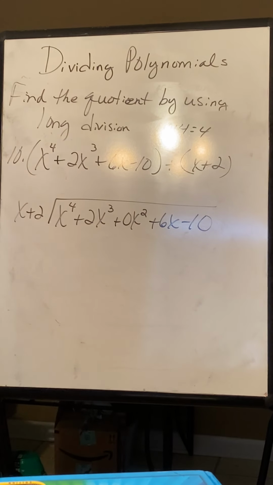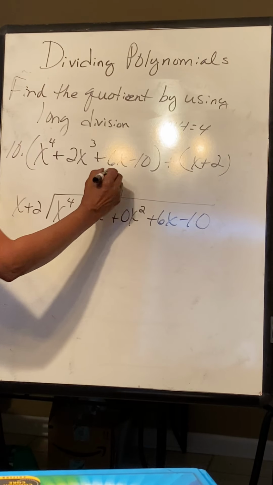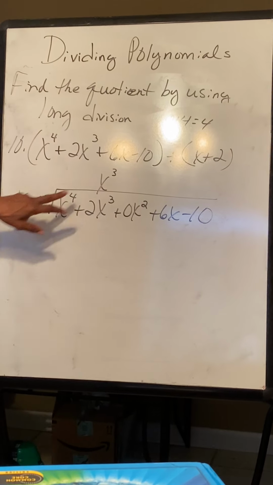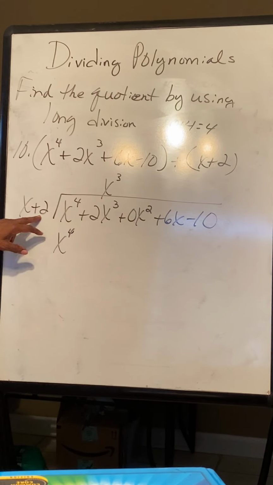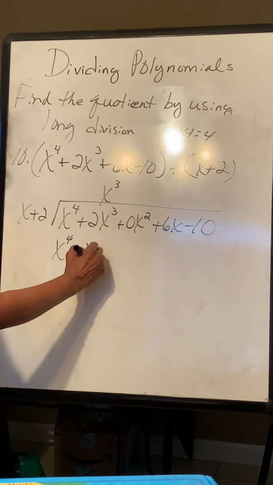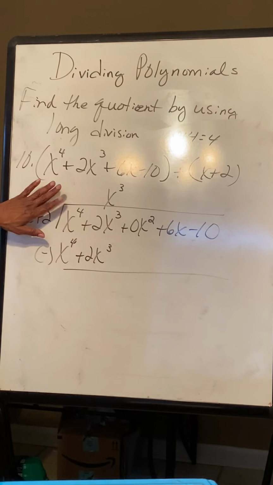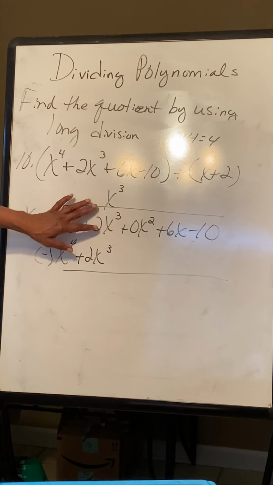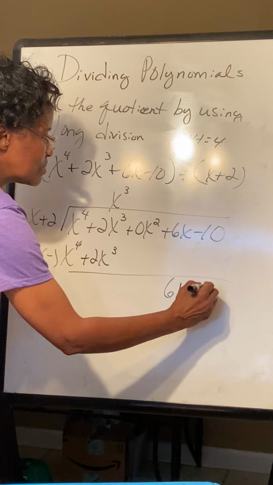And let's divide. X times what gives me x to the 4th? That would be x to the 3rd. Multiply. X to the 3rd times x is x to the 4th. X to the 3rd times 2 gives me 2x cubed. When I subtract, any number minus itself is 0. I'm just going to bring down the 6x minus 10.